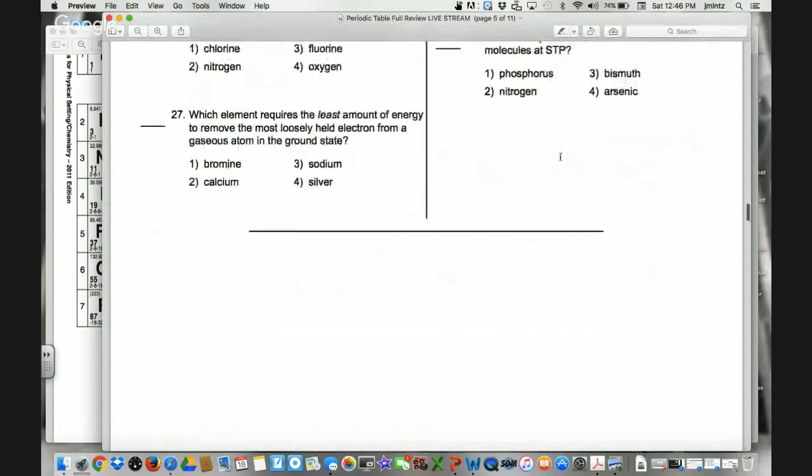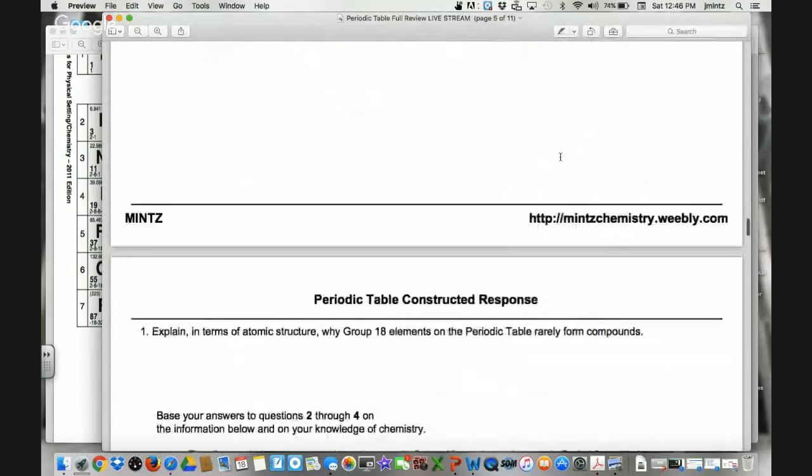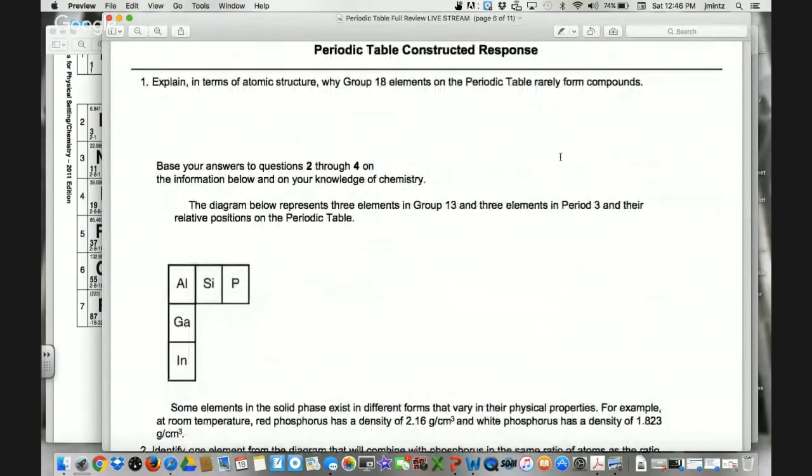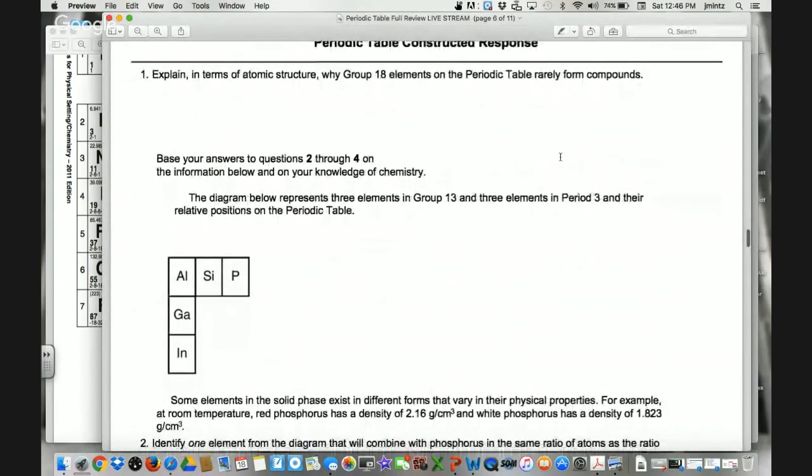Right. So let's take a look at some constructive response since we're running low on time to make sure we get there, because this is where people want to gain their points. So explain in terms of atomic structure why group 18 elements on the periodic table rarely form compounds. So in terms of atomic structure, right, atomic structure means protons, neutrons, electrons, energy levels. Why do the elements in group 18 rarely form compounds? Well, rarely form compounds means why are they unreactive?